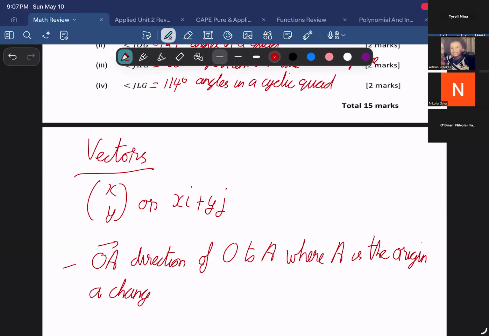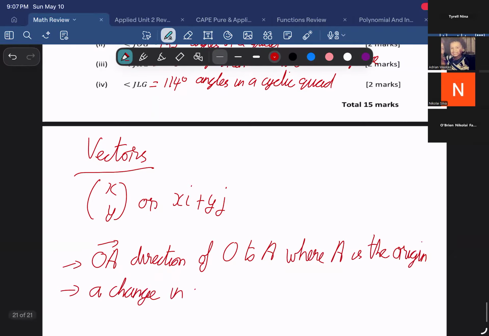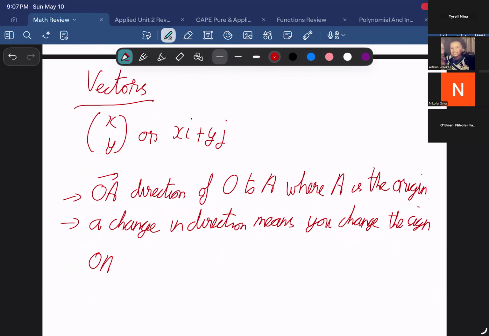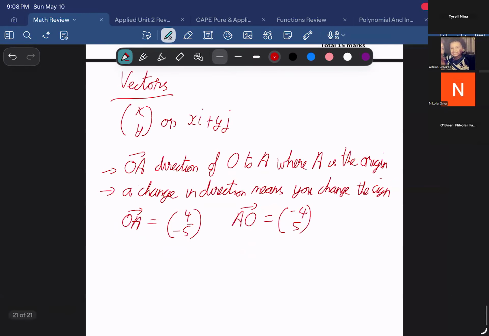Change in direction means you change the sign. So like if OE is (4, 5), then EO is (minus 4, minus 5). You change the sign, right?